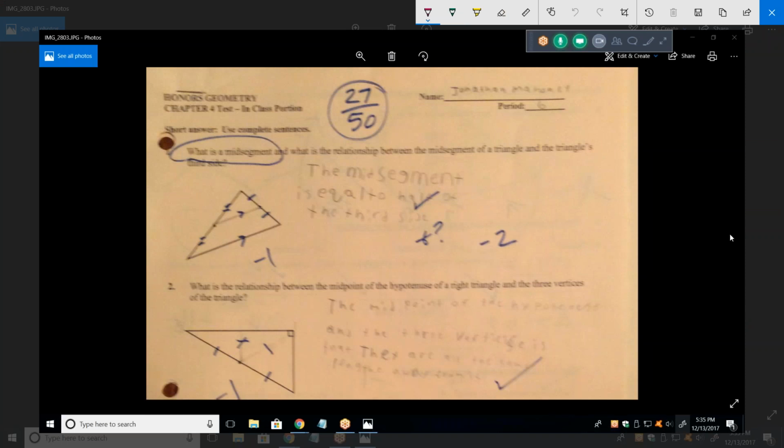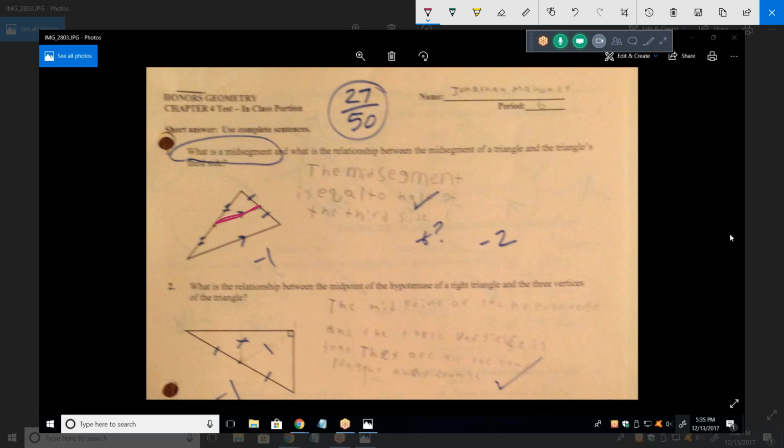If this is the mid-segment, it's the line that is parallel to the base of the problem, or the triangle, and it divides the other two sides. It bisects both of them.